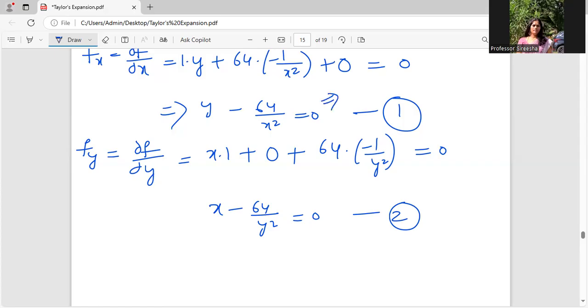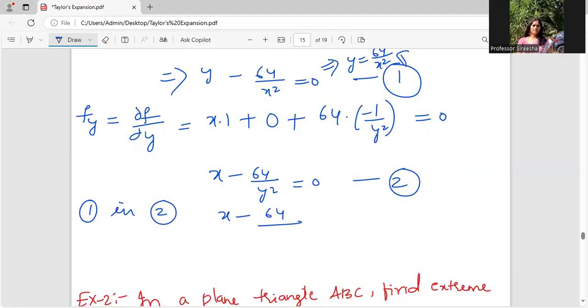We can substitute the value of y equal to 64 by x squared, which I obtained from equation 1, into equation 2. What will I get? x minus 64 by, what's the value of y? 64 by x squared. So y square would be what? 64 whole square in the denominator, and the denominator goes to the numerator, it is x square whole square, guys, because it is y square. Okay, 64 and 64 go off. This is equal to 0.